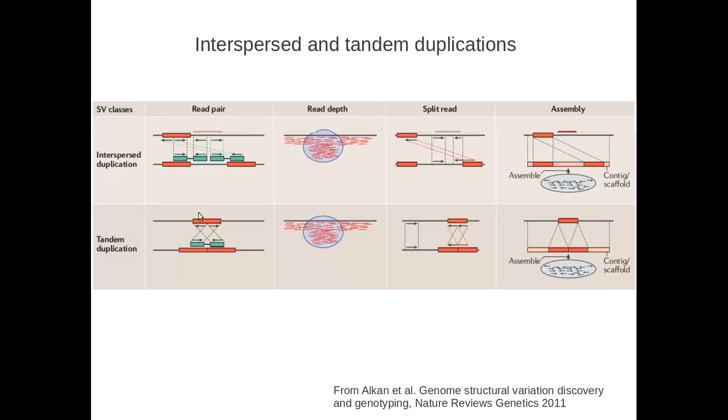And once again, these are a couple of additional examples here of various different types of structural variation, and there's a predicted signature for these different types of methods. So once again, this is the Alkan paper.